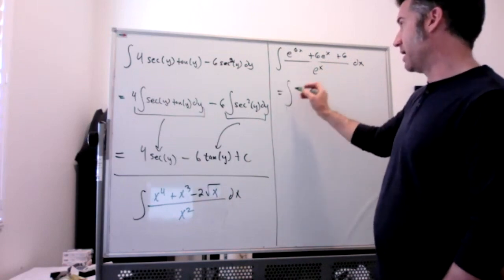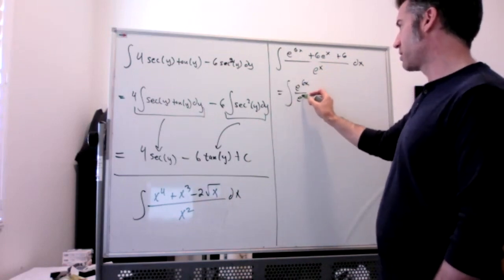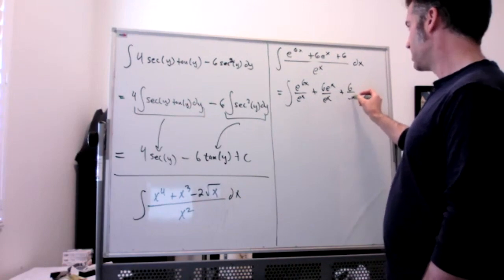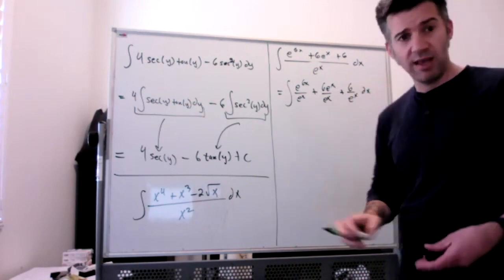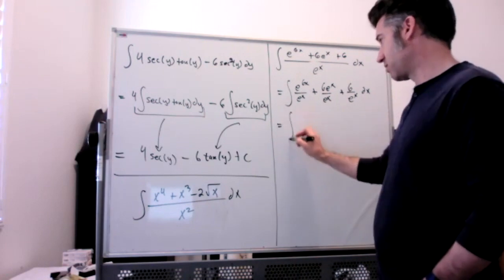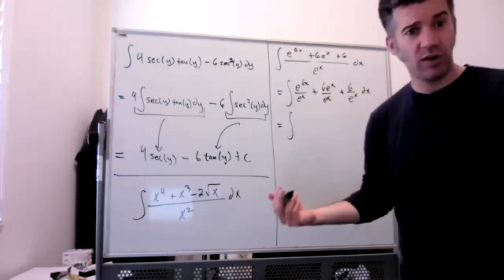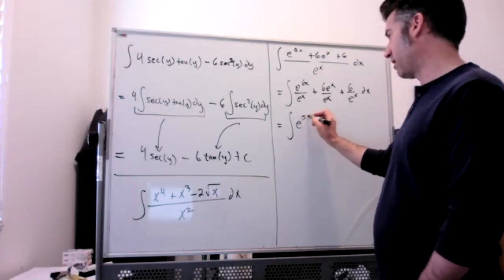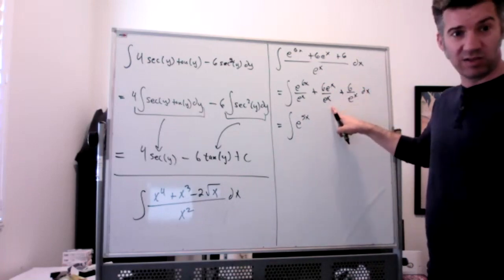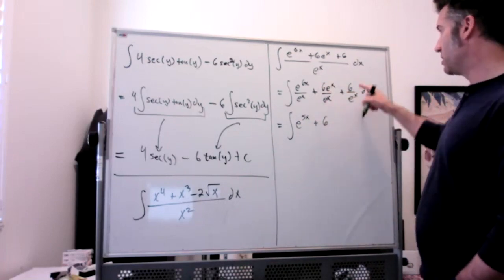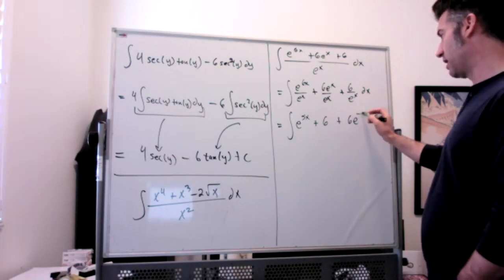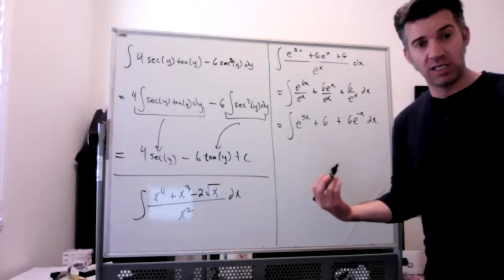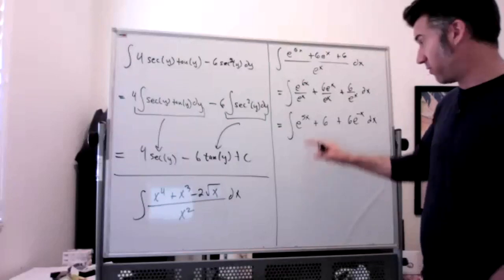So I would rewrite this as e to the 6x over e to the x plus 6e to the x over e to the x plus 6 divided by e to the x. And then simplify. This is the integral of e to the 6x divided by e to the x. We subtract the powers. And 6x minus 1x is 5x. So that's e to the 5x. E to the x divided by e to the x is just 1, so I get 6 times 1. And 6 divided by e to the x is 6e to the negative x dx. And here is an excellent opportunity to use our mini u substitution powers instead of doing a u sub for this one and for this one.